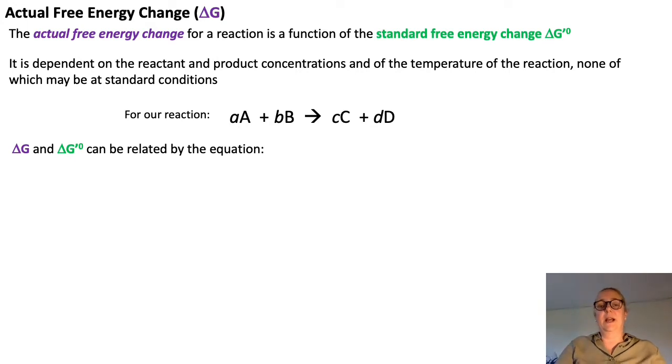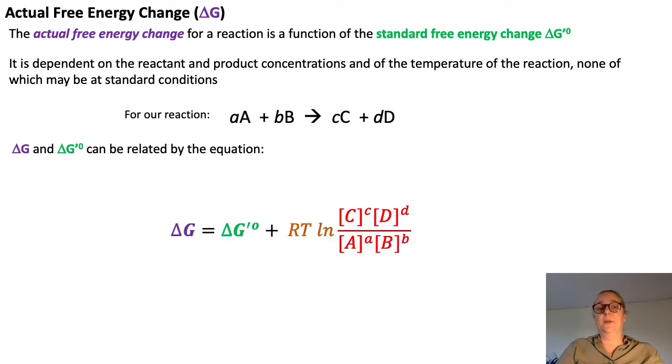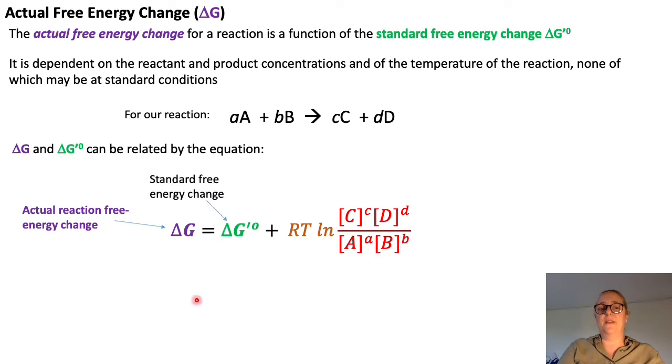So delta G and the standard free energy change can be related by the following equation. Here we have the free energy equals the standard free energy change plus RT ln, and remember we put the products here and the reactants here, like concentration of C times c, concentration of D times d, etc. Here, this is the actual free energy, as I said, and the standard free energy change. Here's the gas constant, 8.314, and that's the temperature in Kelvin.